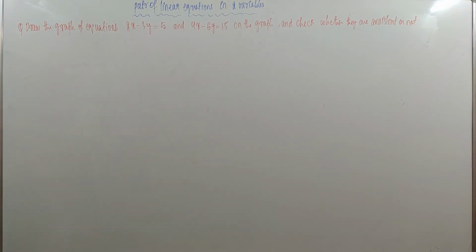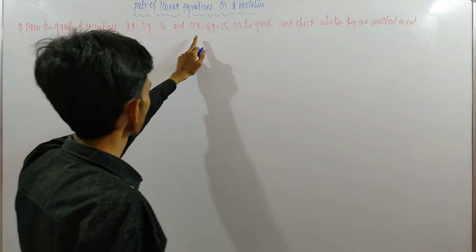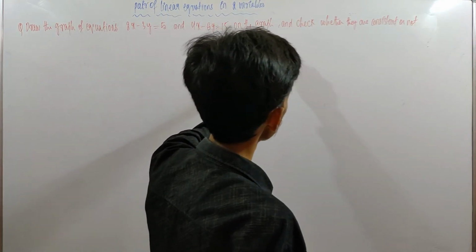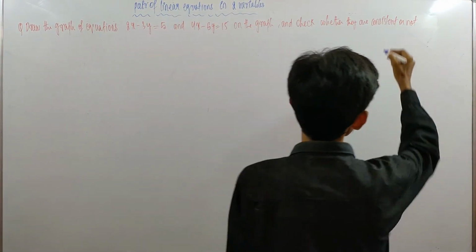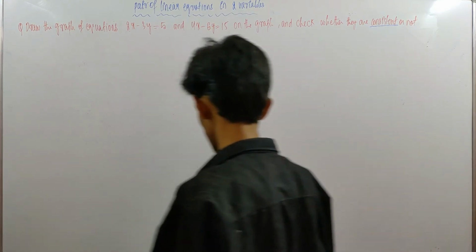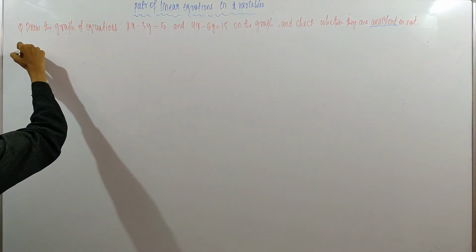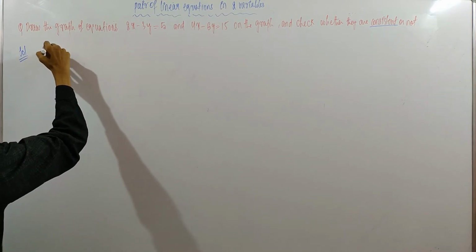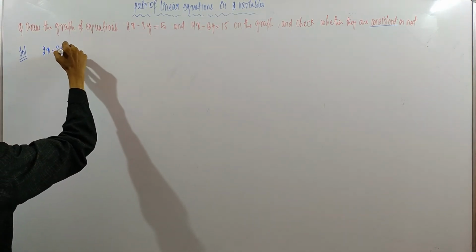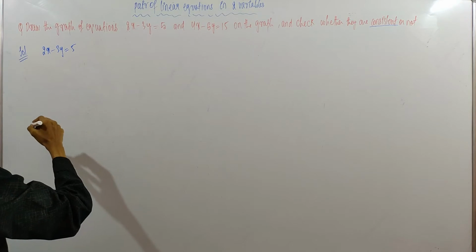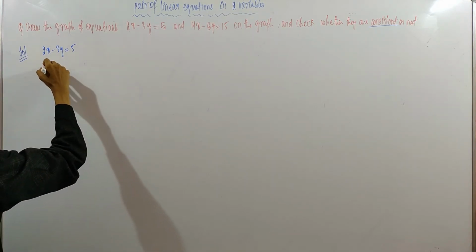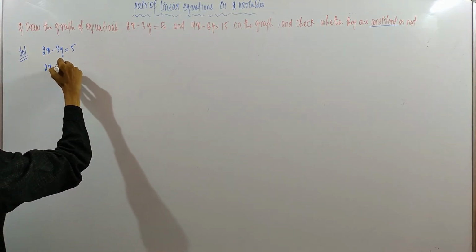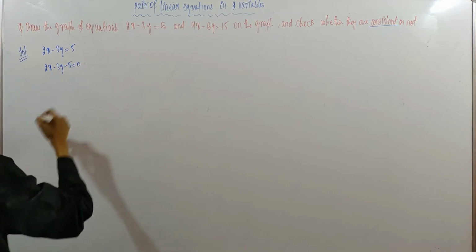Draw the graph of the equations 2x minus 3y equal to 5 and 4x minus 6y equal to 15 on the graph and check whether they are consistent or not. Given 2x minus 3y equal to 5. Now this can be written as 2x minus 3y minus 5 equals 0.